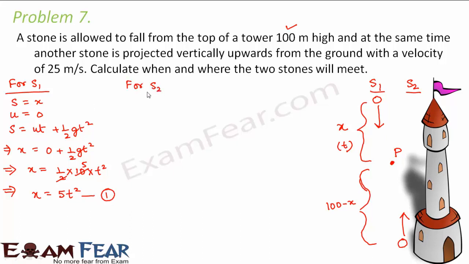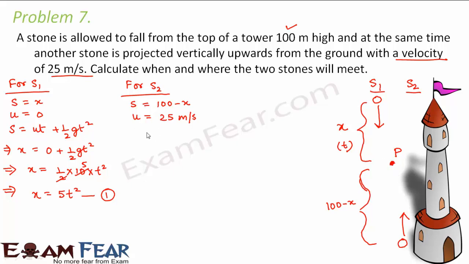Now let us do the same thing for the stone S2. For S2, what is S? S is the distance travelled, that is 100 minus x. Right? What is the initial velocity for stone 2? In the problem it is given that it is projected with a velocity of 25 meter per second. So initial velocity is 25 meter per second. And let us suppose the time taken is t, because the time taken will be the same, right? Because they are meeting at this point. That means both would have travelled this much distance till point P in the same time.